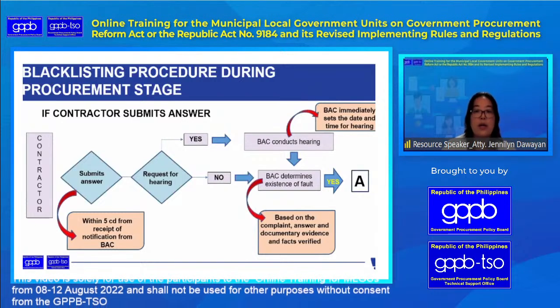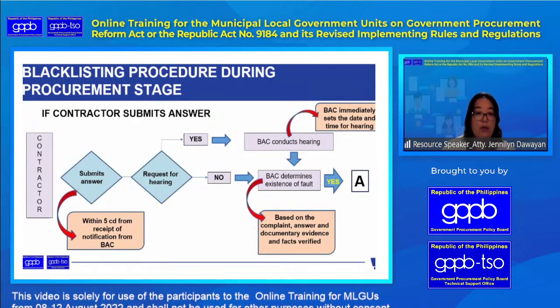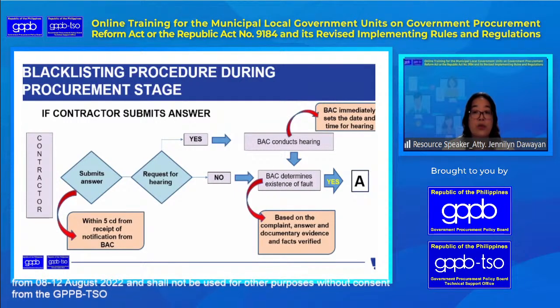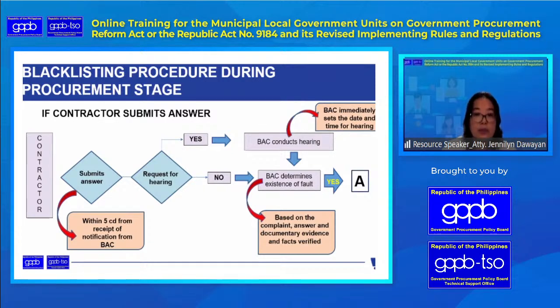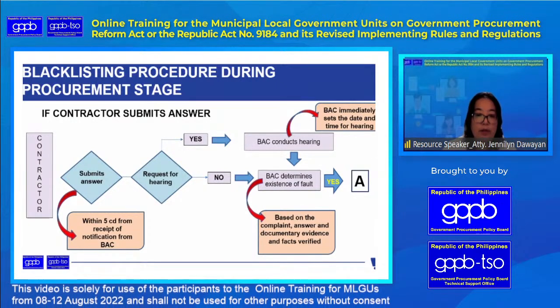So, syempre, yung hearing dito is non-litigious in character, no? So, hindi naman siya parang super na parang nag-a-ano siya sa court, no? And should be terminated within 5 days. And the BAC may also invite a representative from a duly registered private sector group, no? Or discipline relevant to the procurement at hand to observe yung hearing na yan. Okay? So, may hearing dyan. Kung hindi naman, i-determine na ng BAC if there's an existence of fault.